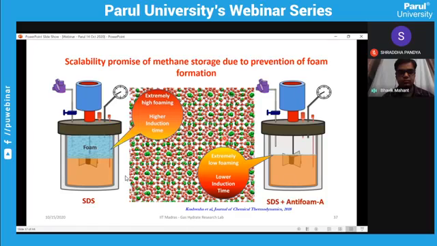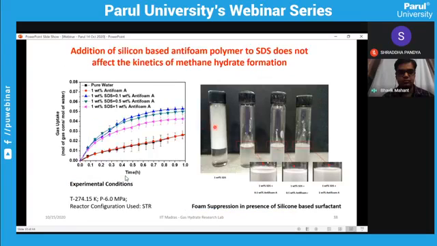These are all published research. So if we add some anti-foaming agent to this, then the foaming will be lowered. As you can see here, this is so much foaming with only surfactant. If we add some anti-foaming agent at different concentrations, then the foaming will be lowered, and here you can also see that the gas uptake will also be more. So this is one example.